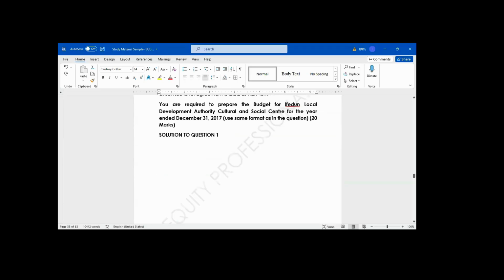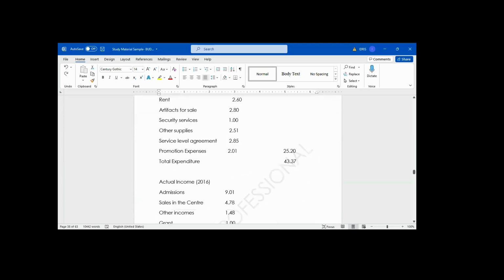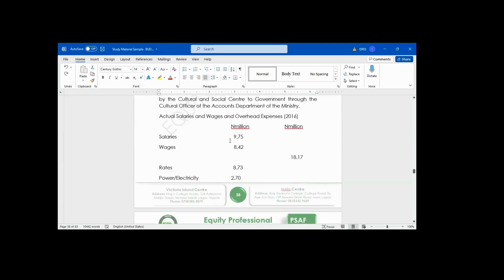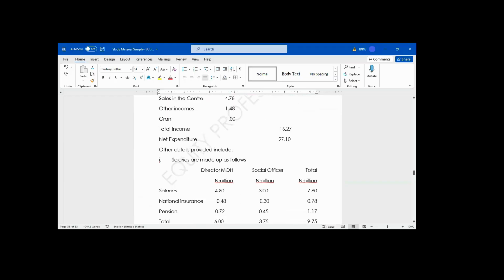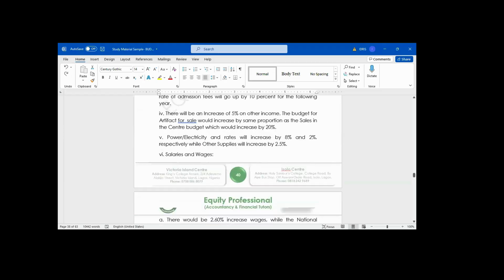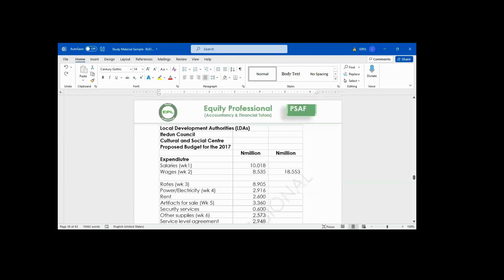Now, going to the solution. The first item we are going to start with is what? Salary. The second item is what? Wages. The third item is what? Rates. Me, I want to start from the rates. I will leave salaries and wages first, because salaries and wages take a lot of time.